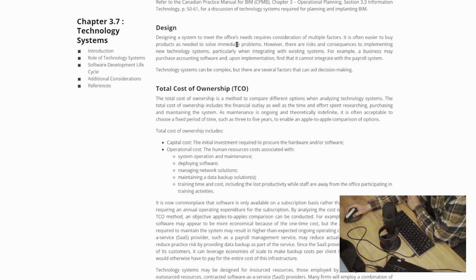Designing a system to meet the office's needs requires consideration of multiple factors. It is often easier to buy products as needed to solve immediate problems. However, there are risks and consequences to implementing new technology systems, particularly when integrating with existing systems. For example, a business may purchase accounting software and upon implementation find that it cannot integrate with the payroll system.